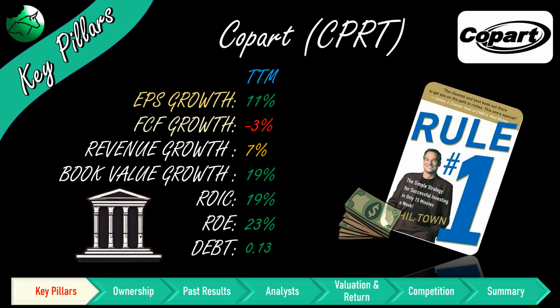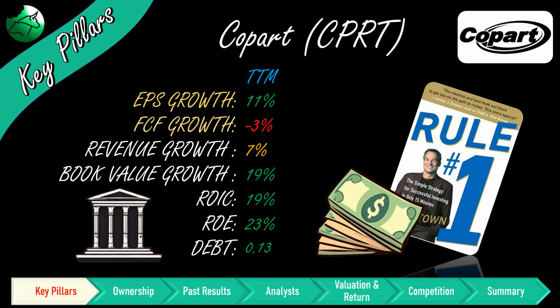Now let's look at the free cash flow, which is the money a business can generate from its operations. And free cash flow growth is down by 3%. Then we come to the next pillar, which is revenue, and this tells us how good the company is at generating income before deducting expenses. And revenue is up by 7%.